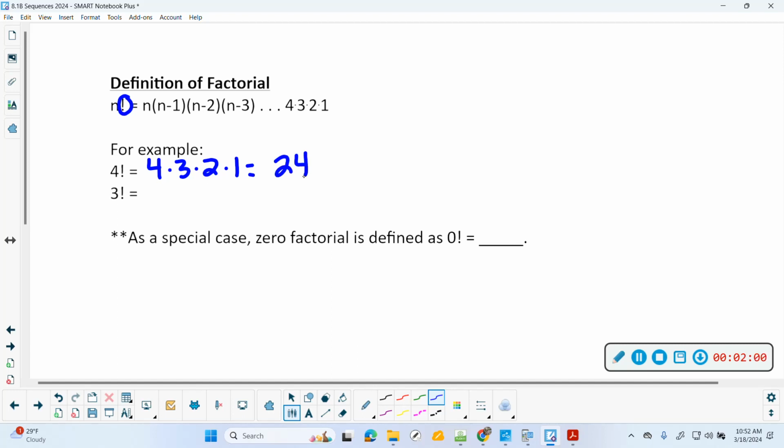Got it. 3 factorial. So you would start at 3. 3 times 2 times 1. 6. Now if you had something bigger, like 12 factorial, I can't say by hand I'd want to multiply 12 times 11 times 10, clear down to 1. And I am going to fill this in too. But let's take a look at your calculators here.